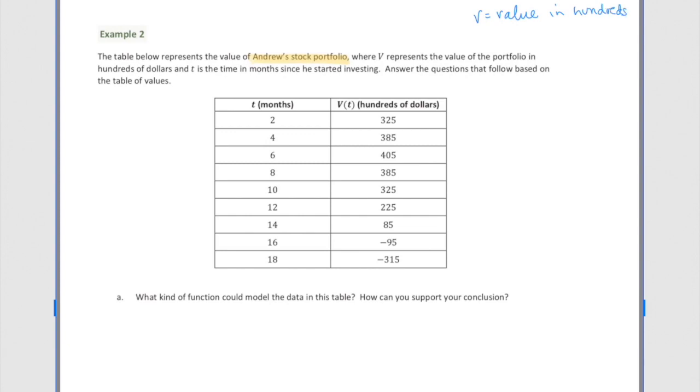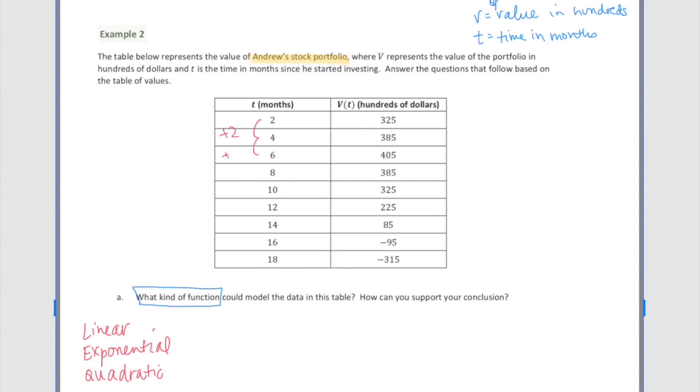So we have our two variables. V stands for the value in hundreds of dollars, and T stands for time in months. And I like to write these out to the side just so I don't have to reread the whole problem. And then we're going to figure out what kind of modeling would be best for the situation. We have three options really: linear, exponential, or quadratic. And you remember what makes a function linear, you remember what makes a function exponential, and I hope you can remember what makes a function quadratic.